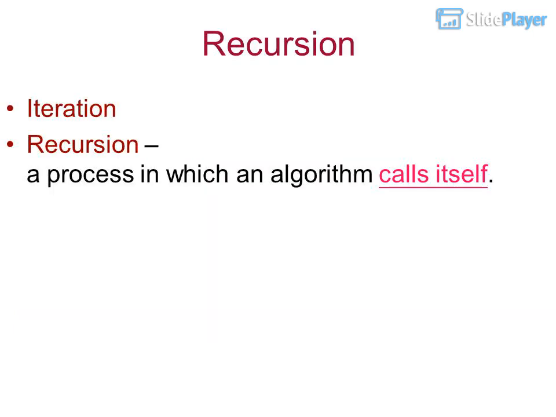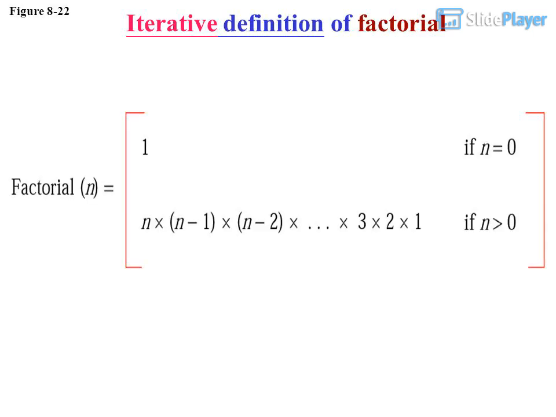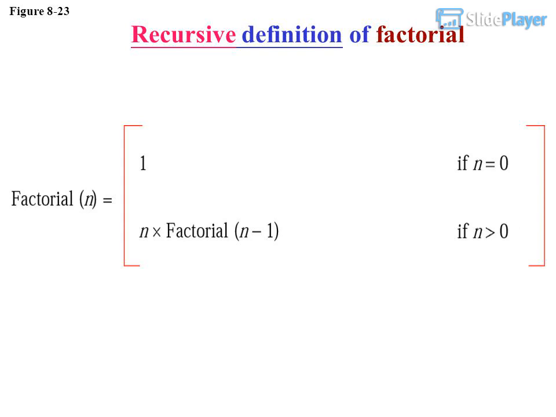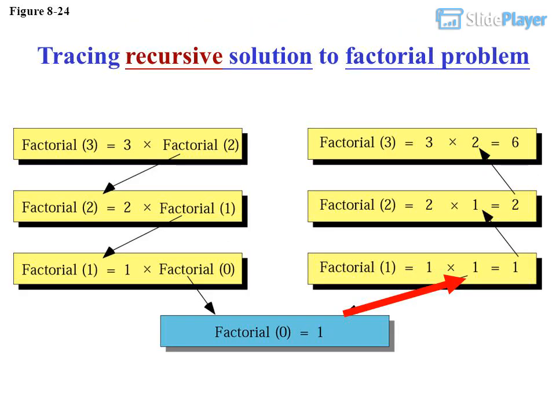Recursion. Iteration. Recursion is a process in which an algorithm calls itself. Iterative definition of factorial. Figure 8.22. Recursive definition of factorial. Figure 8.23. Tracing the recursive solution to the factorial problem. Figure 8.24.